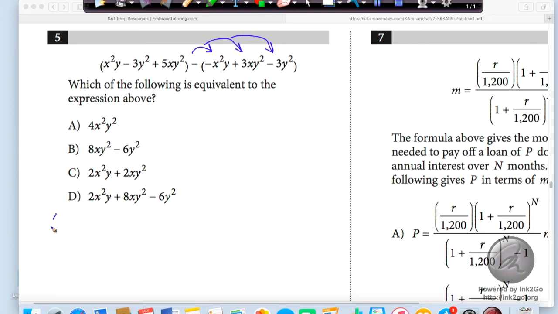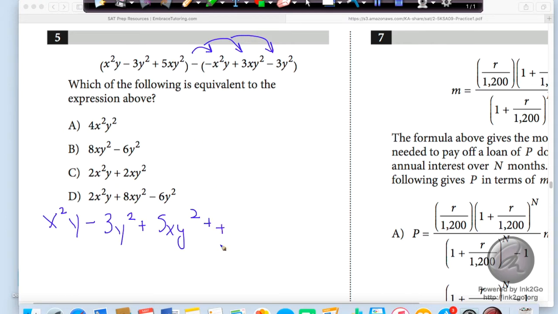So let's get started. Here you have x squared y minus 3y squared plus 5xy squared. Now I'm going to get ready to distribute this. So this is going to become a positive, and then this is going to become a positive as well.